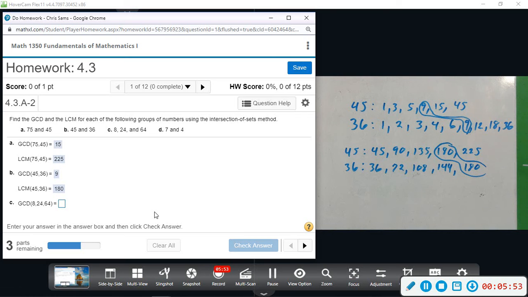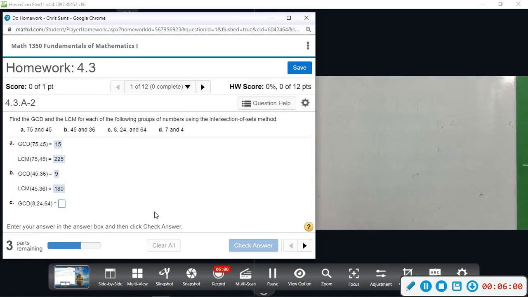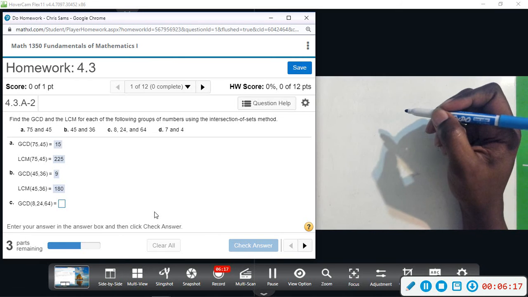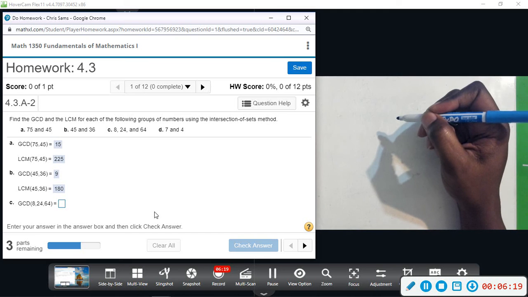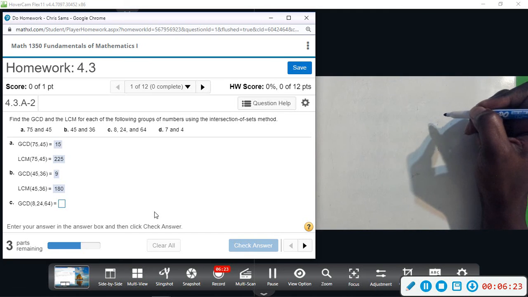Okay, so C, we have 3 numbers, and as you get more numbers and the numbers get bigger, it could take more time. So this time I'm going to show you how to do it with prime numbers. As the students get more comfortable with multiplication facts, when you're teaching them, prime numbers is going to be the way to go. So we're going to find greatest common divisor and least common multiple by finding primes.